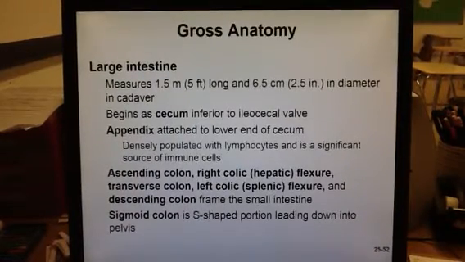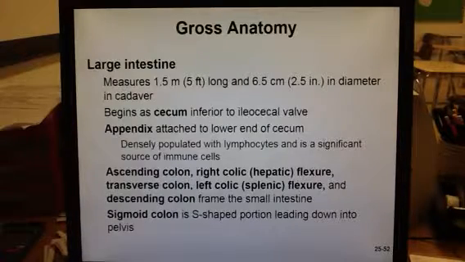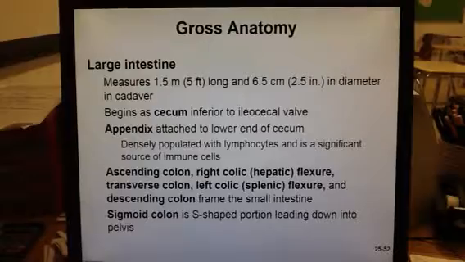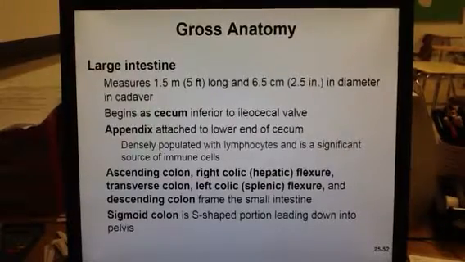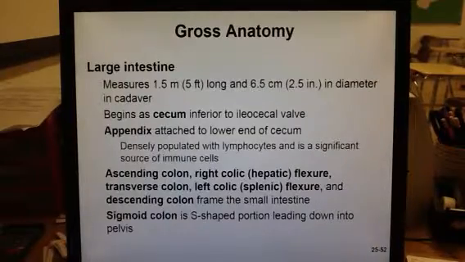So taking a look at the large intestine, we are making our way through it. We go through the ascending colon, the right colic flexure, the transverse colon goes across the top, and then the left colic flexure is a turn, and then the descending colon. All of that frames the small intestine, literally like a picture frame. And then the sigmoid colon is the S-shaped portion that leads down into the pelvis.